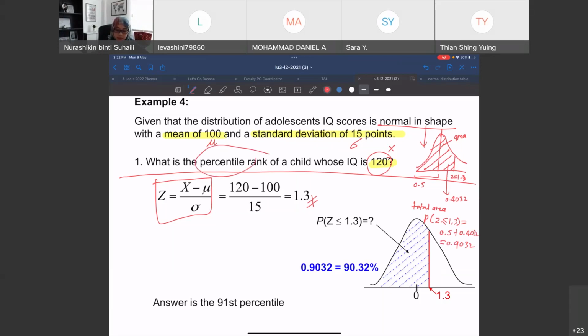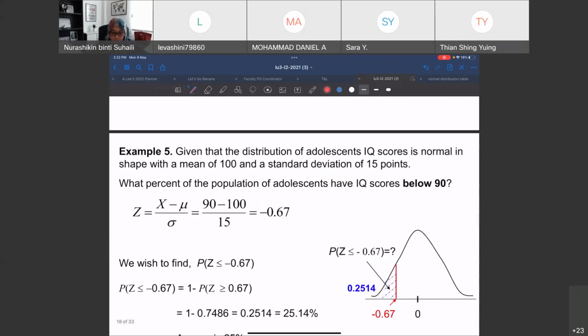Percentile rank. Percentile means it should be in percentage. So you convert it to percentage, multiply by 100. So the answer should be 90.32%. Should have a percent at the end. Okay, so that's the answer. Or if you run out of space, you can say it's the 91st percentile. But if you answer 90.32, also can.